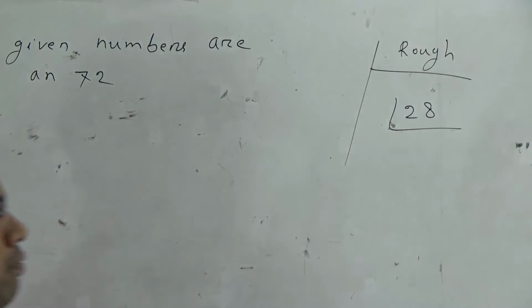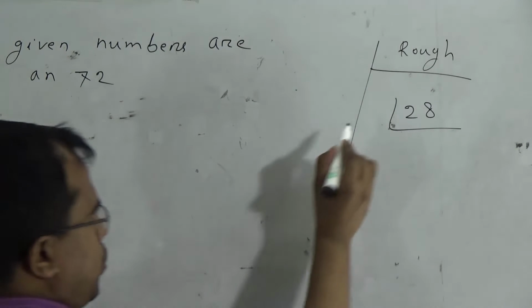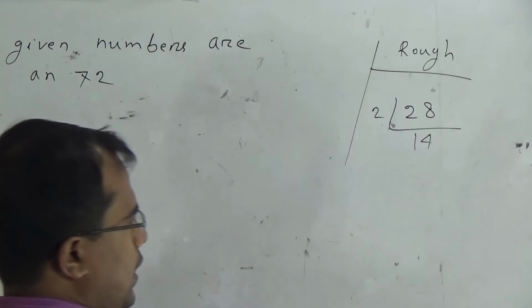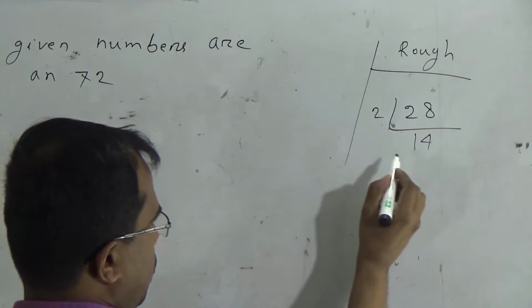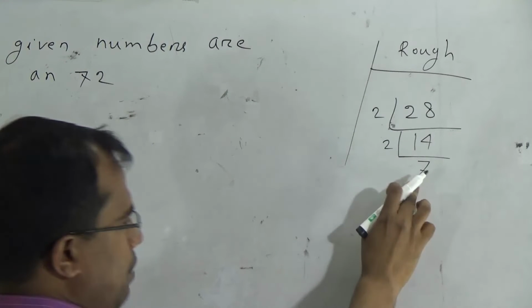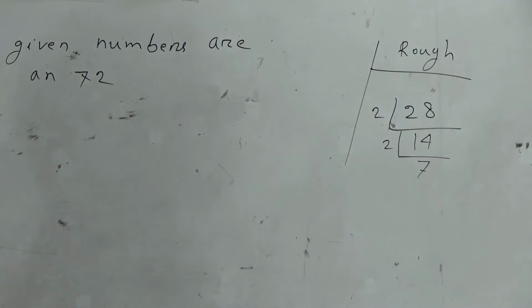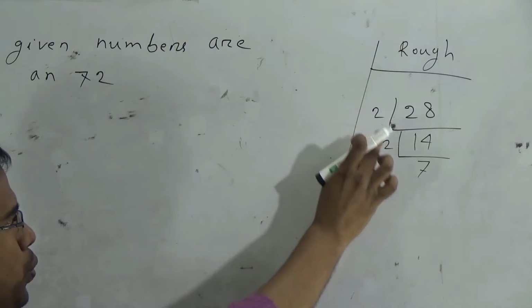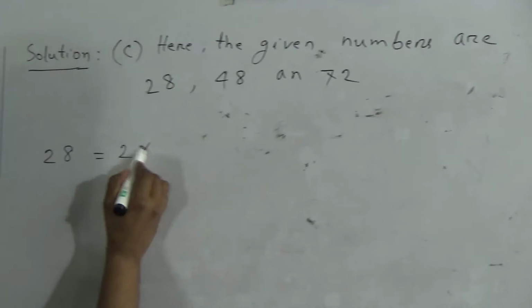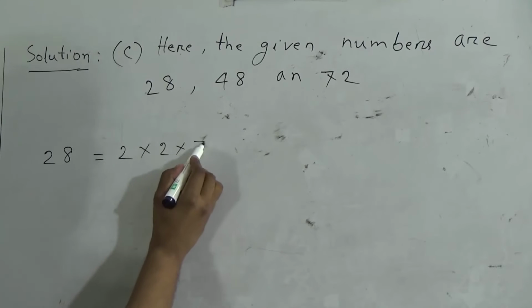The smallest prime number is 2. We can divide 28 by 2. So if we divide 28 by 2, then 14 will come. Again, the smallest prime number 2, we can divide 14 by 2 also. If we divide 14 by 2, then 7 will come. 7 is a prime number. That means the prime factors of 28 will be 2, 2 and 7. If we multiply 7 with 2, then 7 twos are 14 and 14 twos are 28. So we can write 28 equal to 2 multiplication 2 multiplication 7.